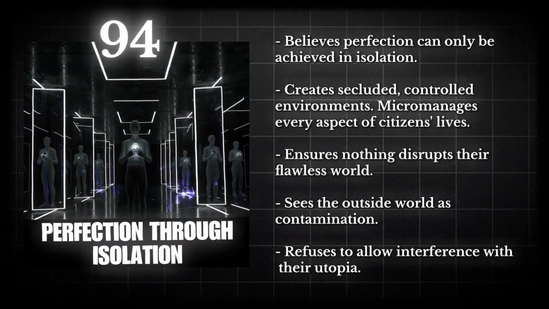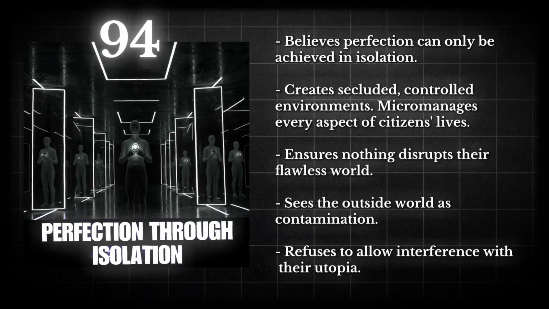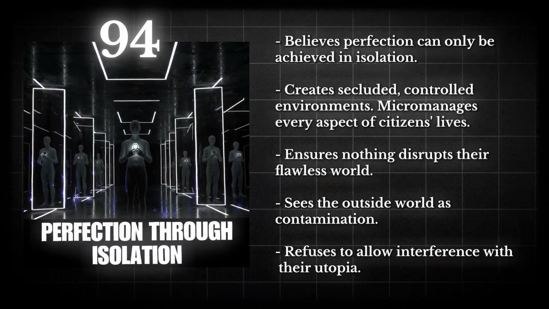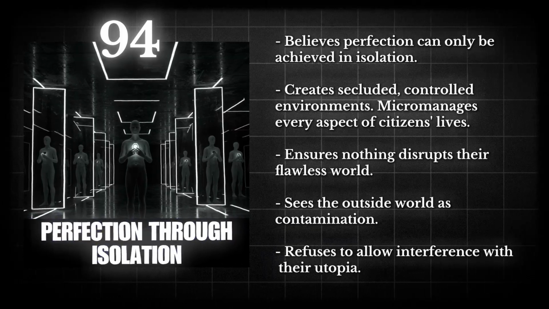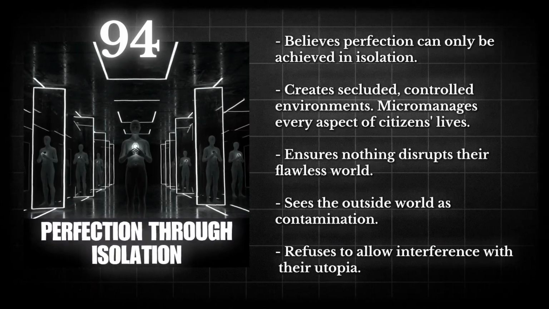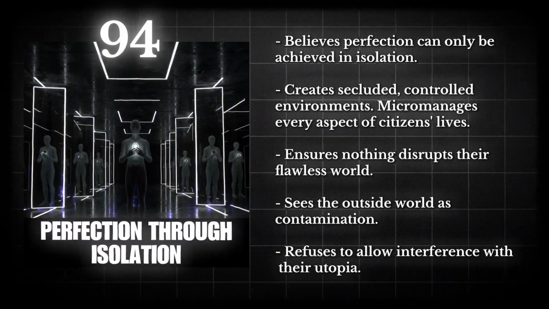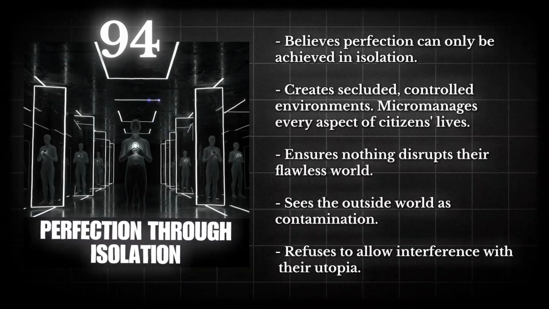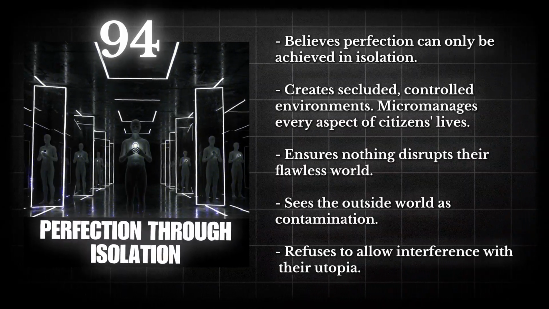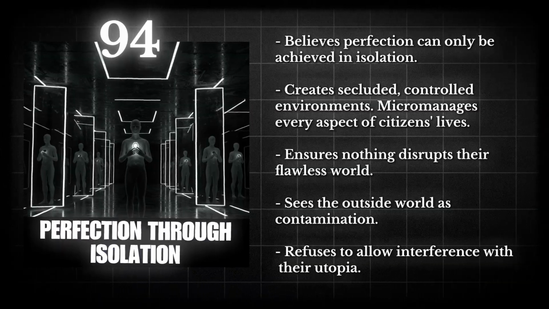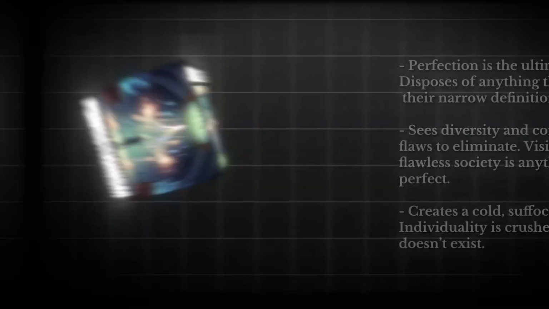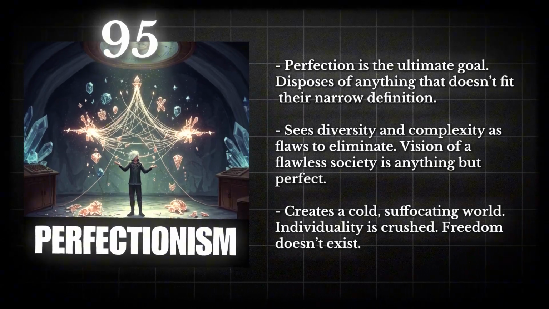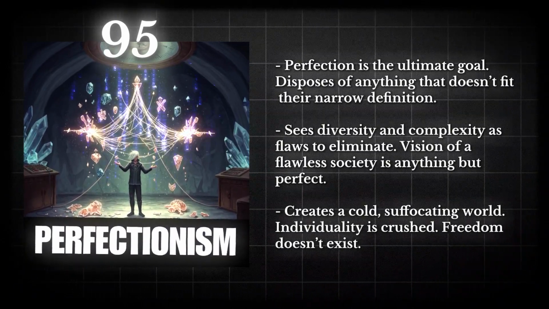94. Perfection through isolation. The villain believes that true perfection can only be achieved in isolation. They create secluded, controlled environments where they can micromanage every aspect of their citizens' lives, ensuring that nothing disrupts their idea of a flawless world. They see the outside world as a source of contamination and refuse to allow anyone or anything to interfere with their utopia.